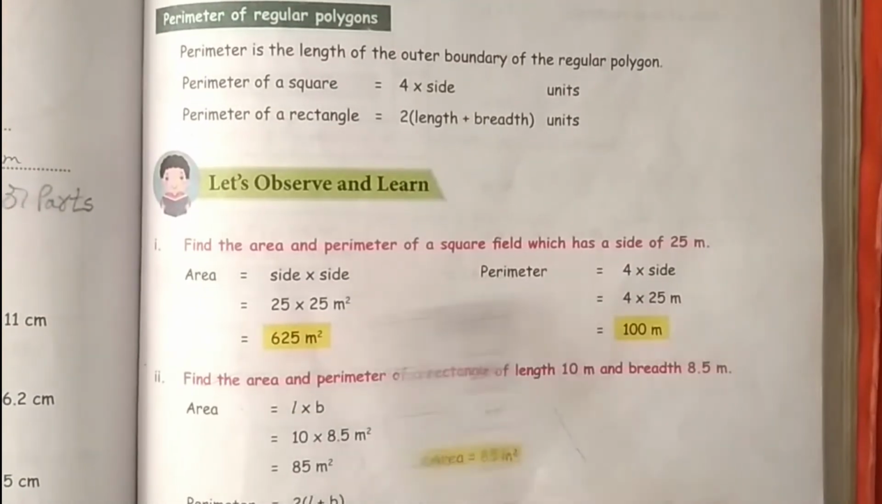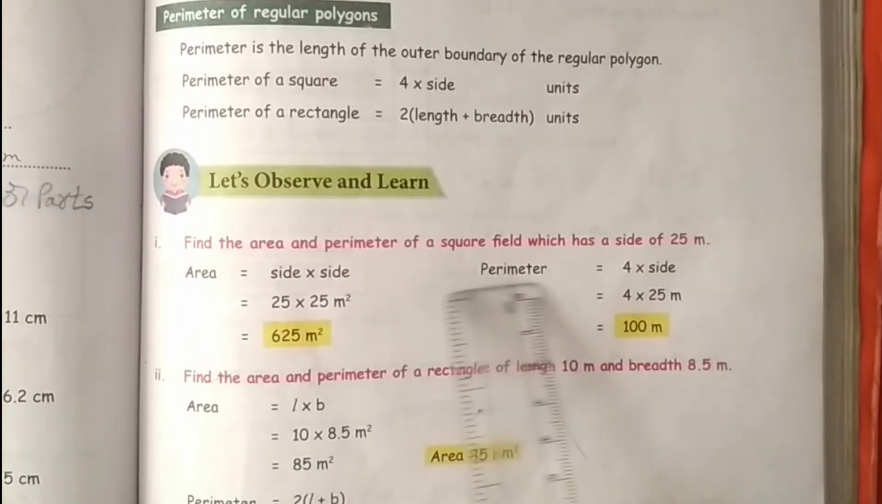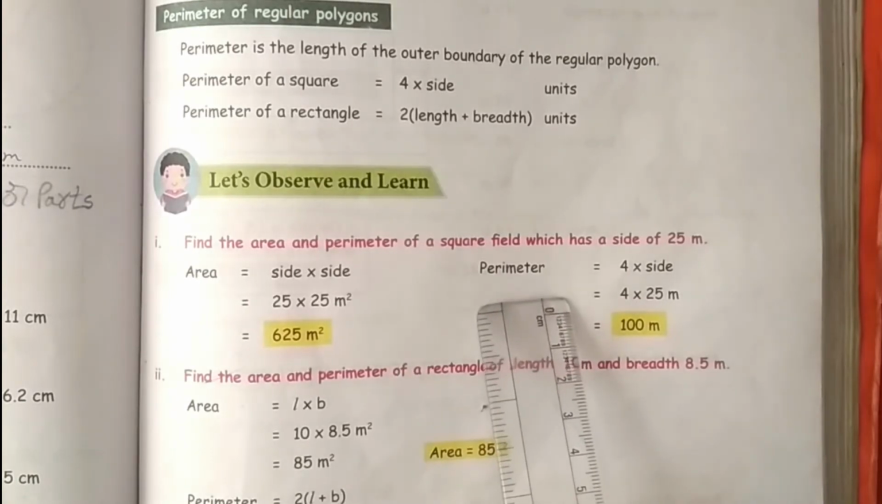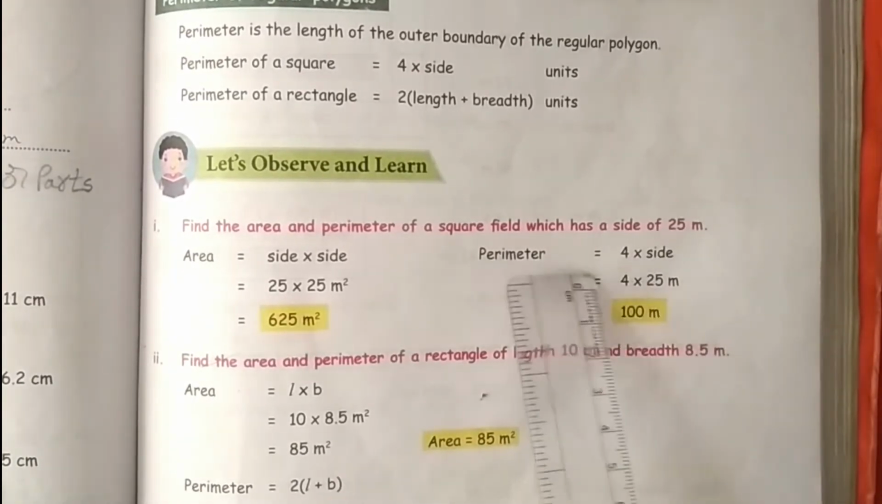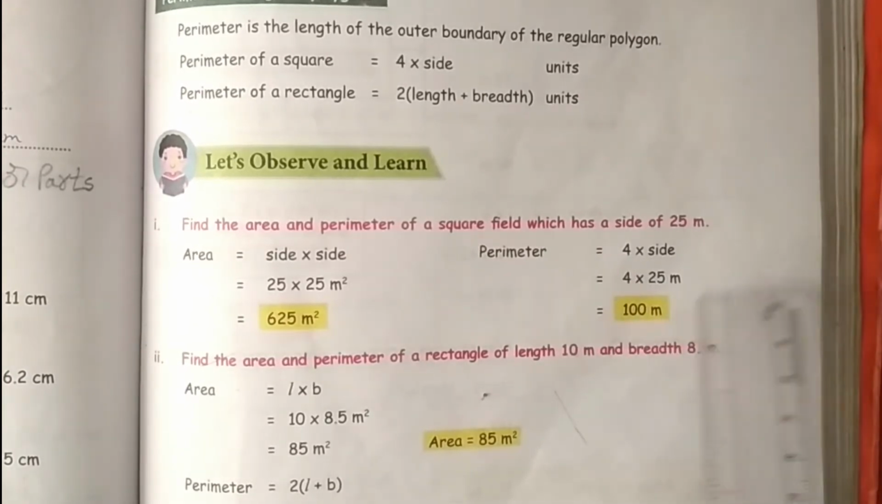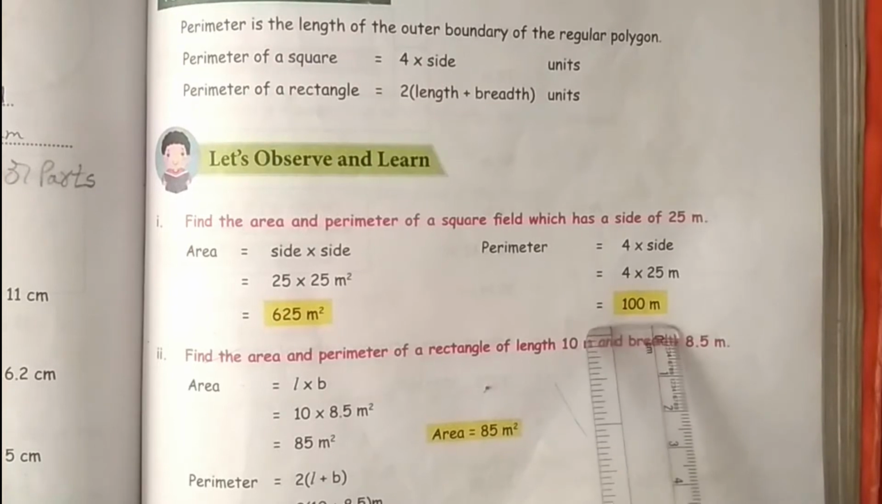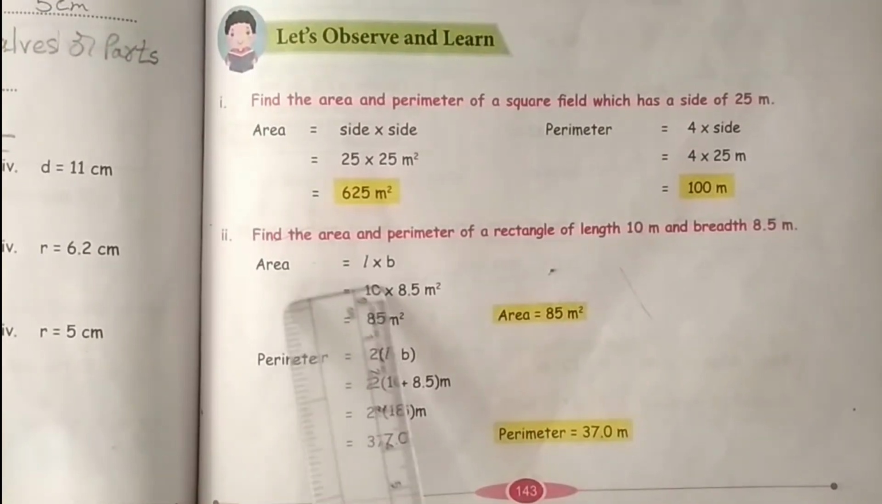So now here we found the area. Now we are trying to find out the perimeter. See here what they have given, 25 meters, and how many sides are there for a square? 4. So 4 into 25, then it comes as 100 meters. Okay, likewise you see the second example.